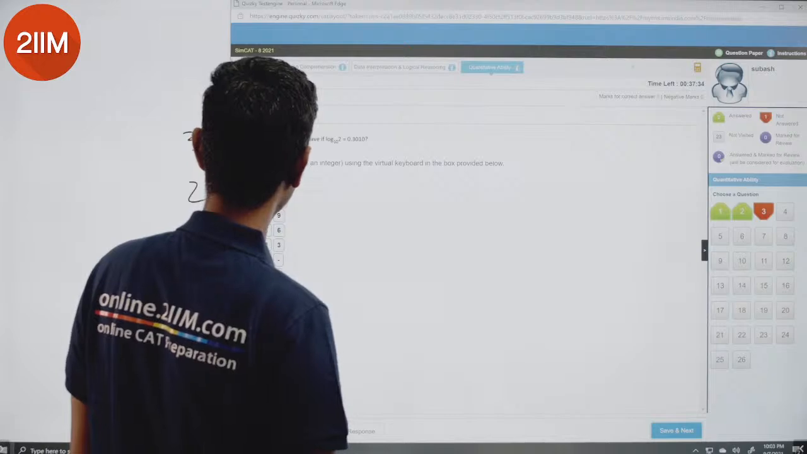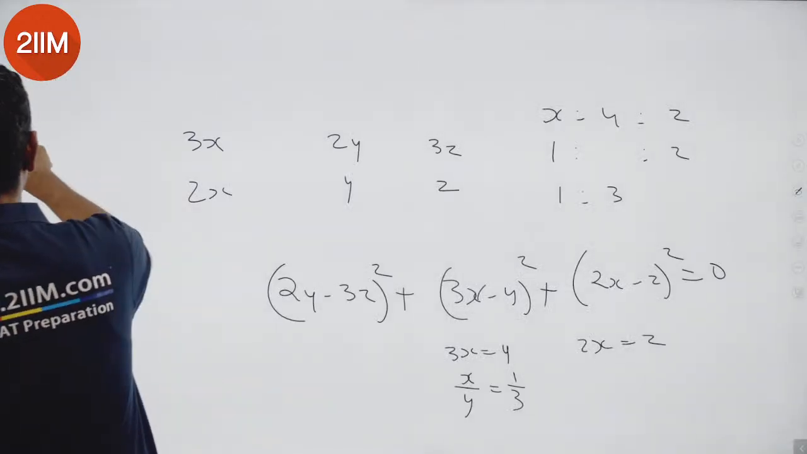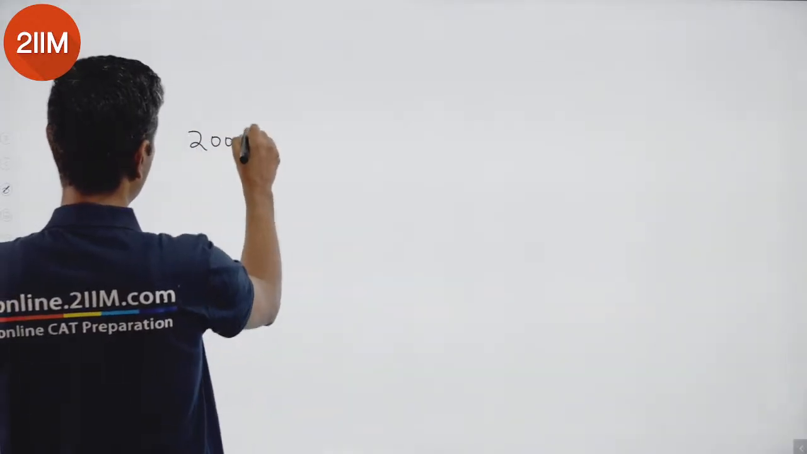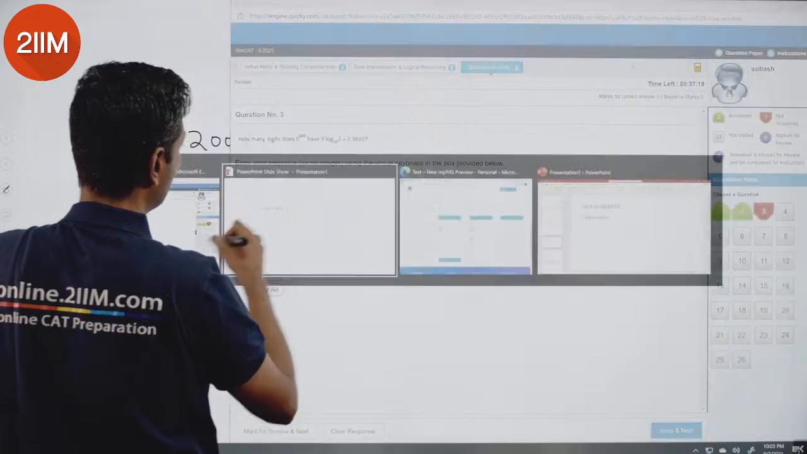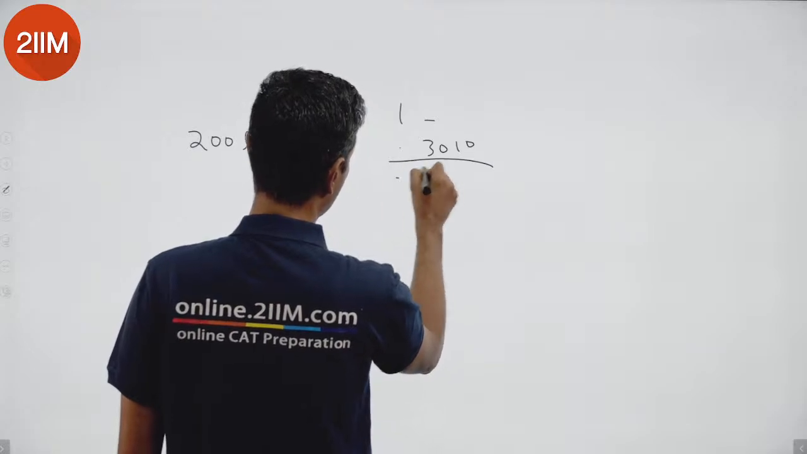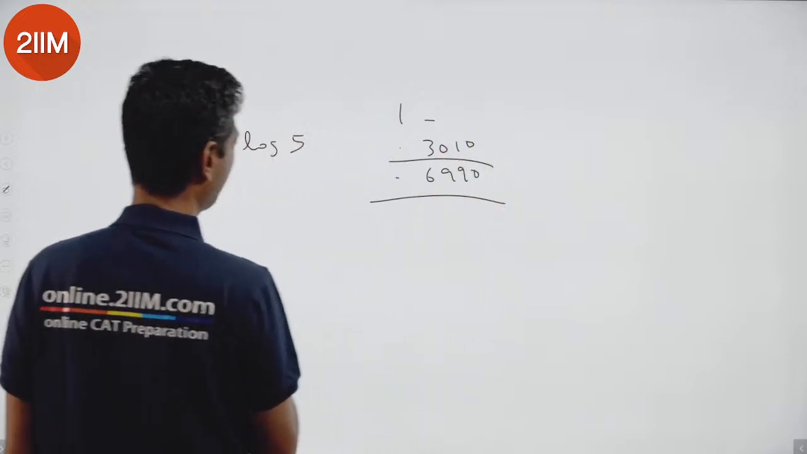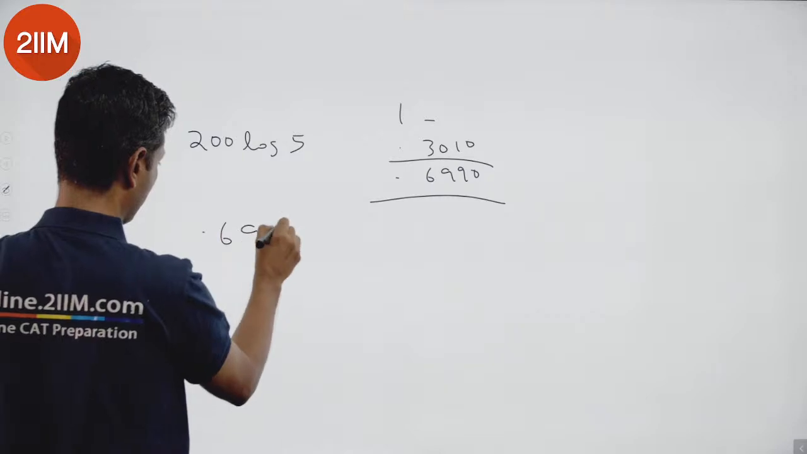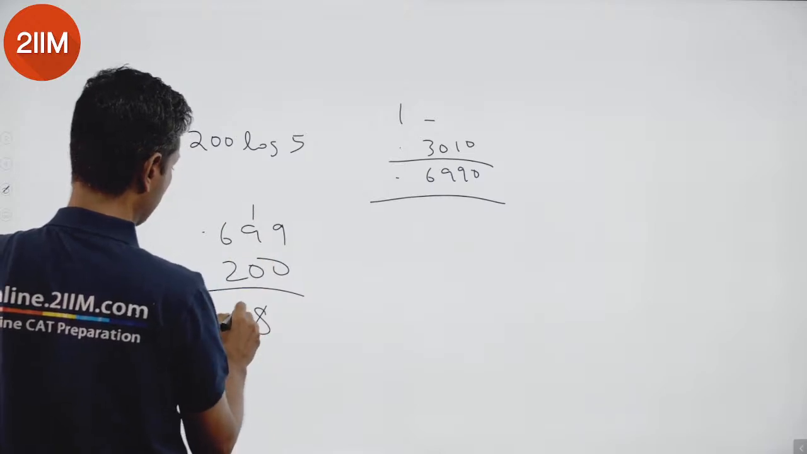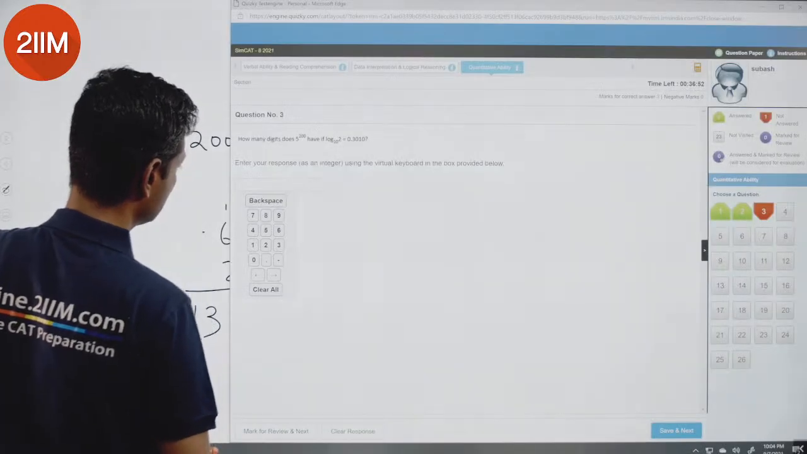How many digits does 5 power 200 have? Log 2 to the base 10? They're making me remember all my logarithms. This is 200 log 5. Log 2 is 0.3010. Log 5 is 1 minus 0.3010, which is 0.6990. 0.699 into 200. 2 nines are 18, 18 plus 1, 19. 1, 2, 6 are 12, 13. This is 139.8. This is the logarithm.